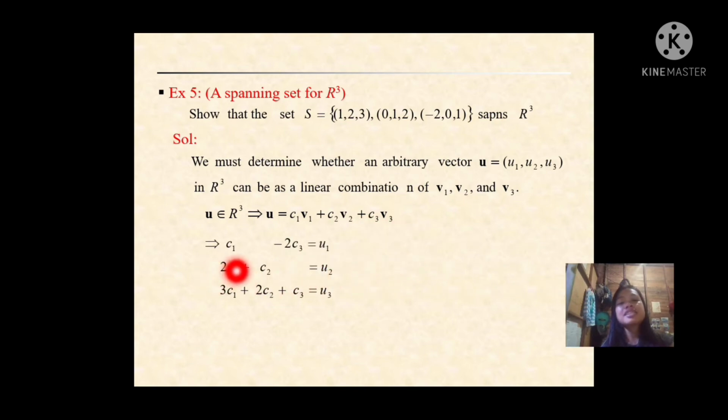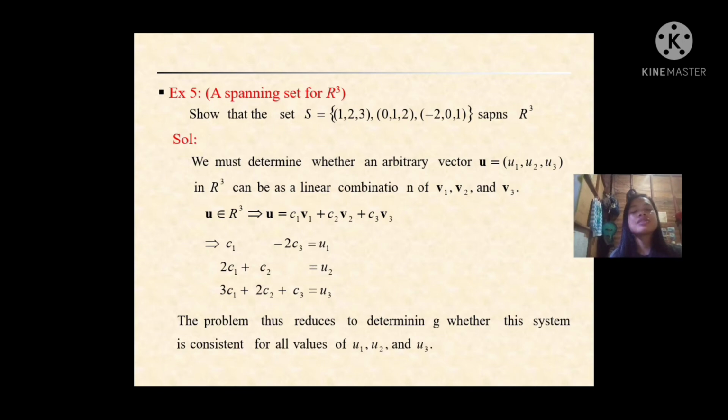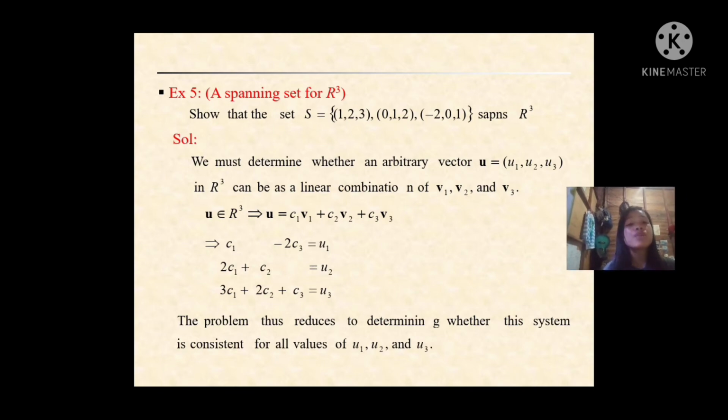The next is C sub 1 minus 2 C sub 3 equal to U sub 1. 2C sub 1 plus C sub 2 equal to U sub 2. 3C sub 1 plus 2C sub 2 plus C sub 3 equal to U sub 3. The problem thus reduces to determining whether the system is consistent for all values of U sub 1, U sub 2, and U sub 3.